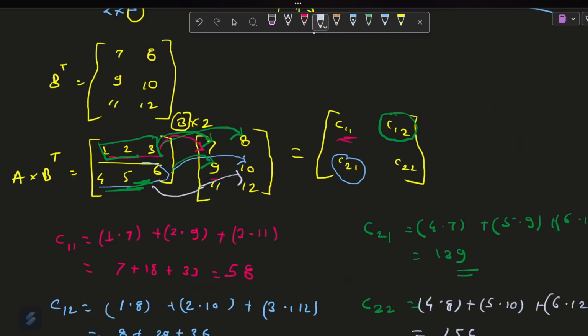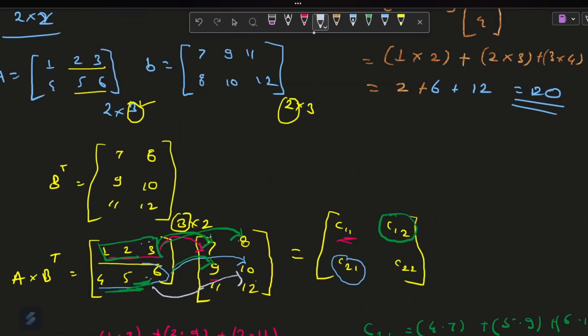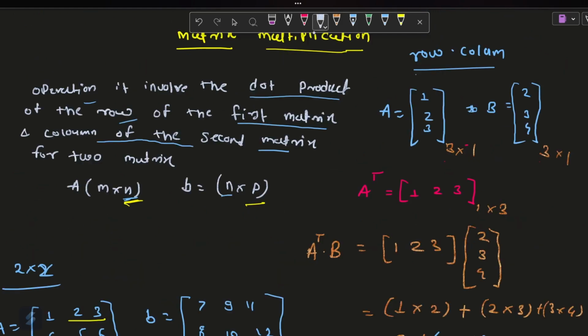It is the first row with the first column, then the first row with the second column. Similarly, the second row with the first column and the second row with the second column. This is the simple concept of matrix multiplication. We'll see more in the next video.